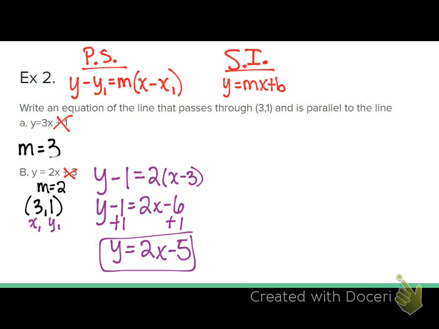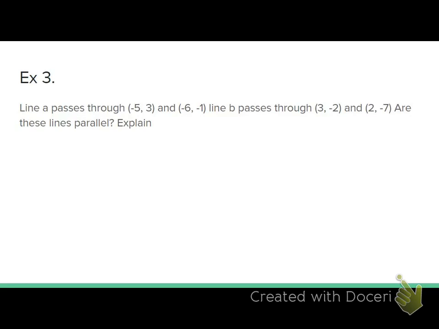Questions about example 2? Okay. Line A passes through negative 5, 3 and negative 6, 1. Line B passes through 3, negative 2 and 2, negative 7. Are these lines parallel? Explain. We don't know yet. What do we need to find for both of them? Slope. And what would we expect to find if they are parallel? Same slope. So if they have the same slope, they're parallel. If they don't have the same slope, they are not parallel.